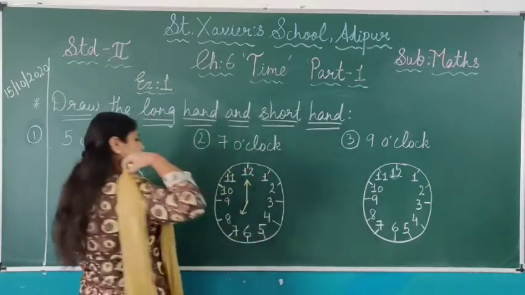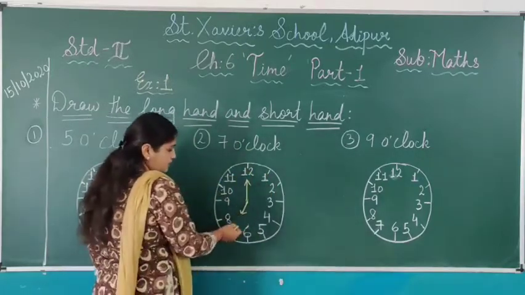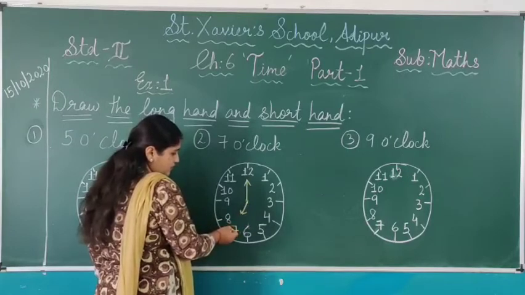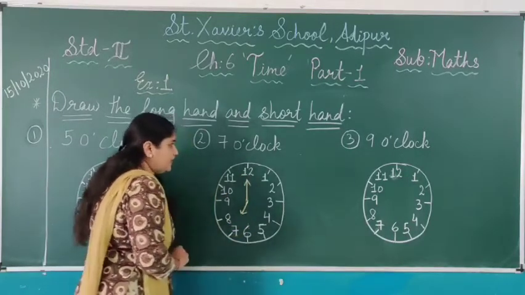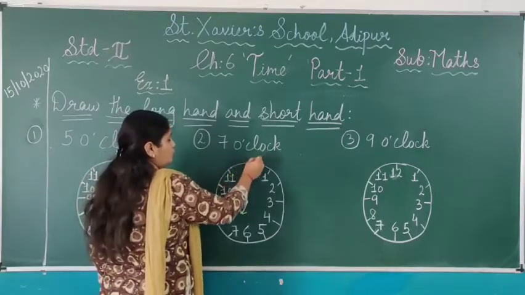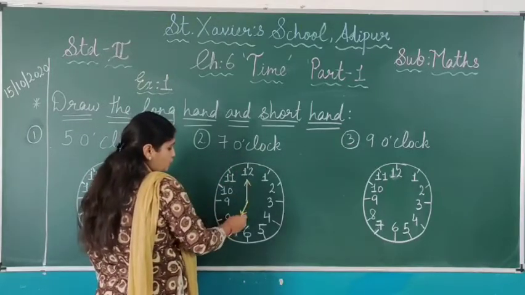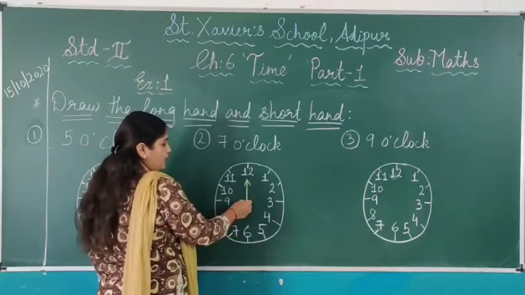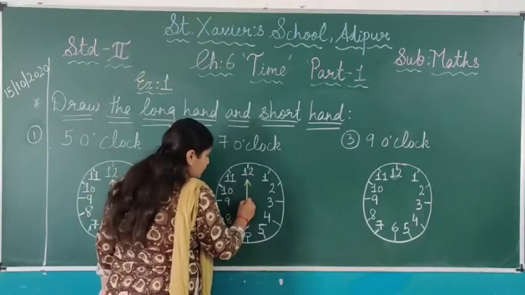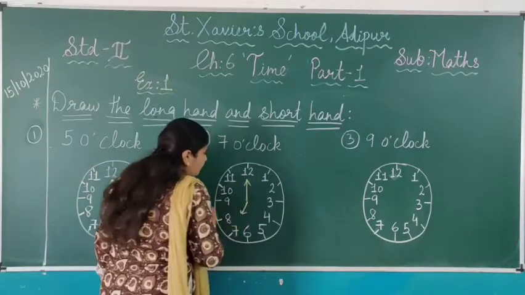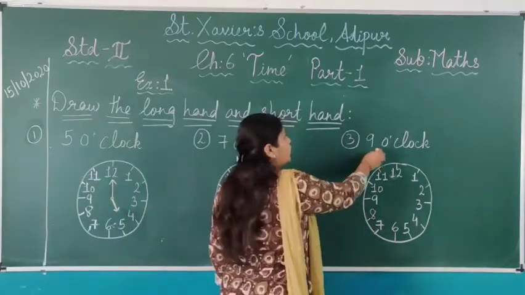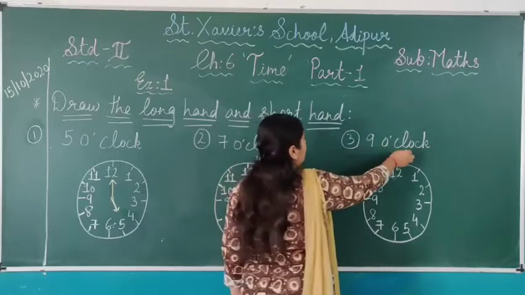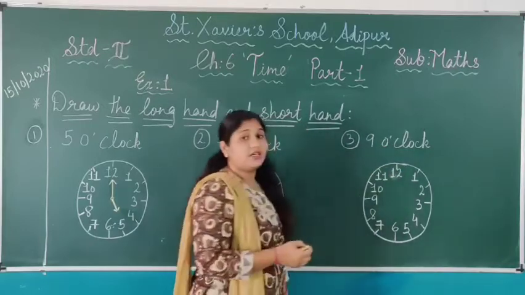Short hand is towards the 7 and long hand is towards the 12, right? 7 o'clock. Short hand is towards the 7 and the long hand is towards the 12. Right? So now the third one, that is 9 o'clock. Third is 9 o'clock. Students, think.